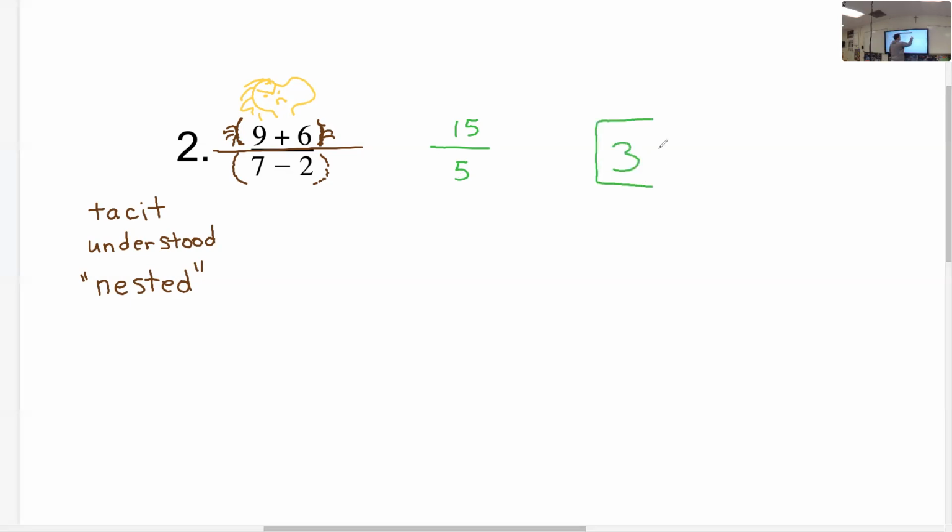And this is just an important thing. You can't touch things in the nest. You have to resolve what's in the nest. You have to do those parentheses first. So a lot of times, right, people will be like, oh, well, I would cancel this 2 off of this 6. No, right? It's in the nest. You can't touch things in the nest. You can't. Okay, very good.